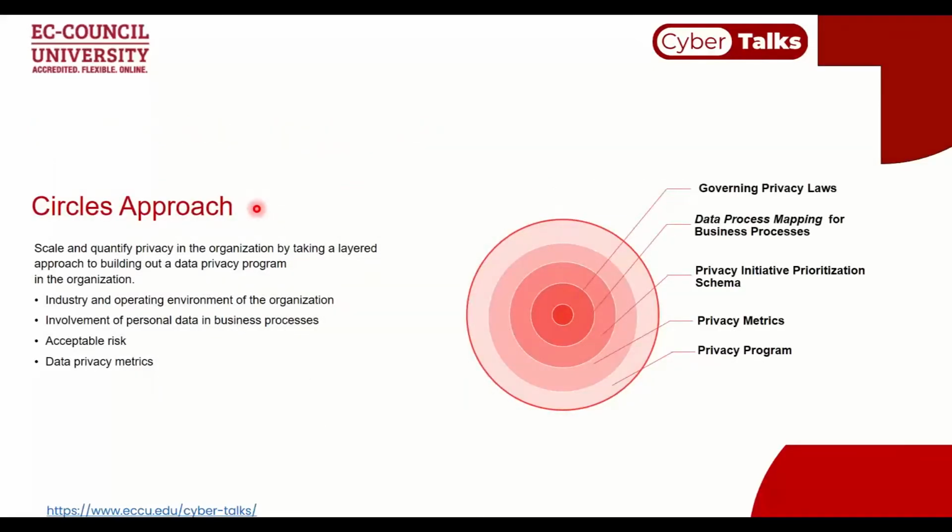This circles approach puts in the center the most important driver of any data privacy program, which is the privacy regulations and laws that apply to your business operation. Building on top of that, in a layered manner, are the rest of the program components, which are data process mapping, what personal data your business is processing, then how to assure privacy and protection to this data through different properly prioritized initiatives. And lastly, defining privacy metrics to measure the efficiency of your program and continually refine it.